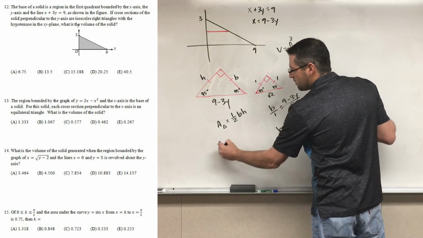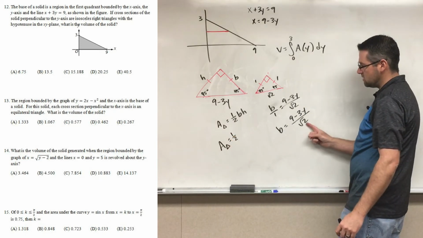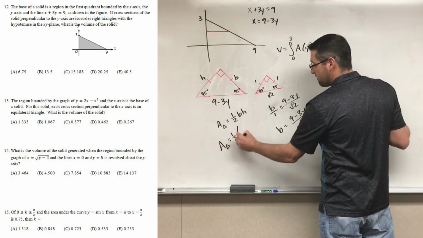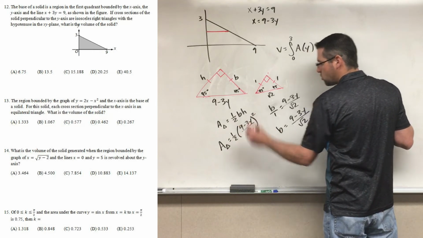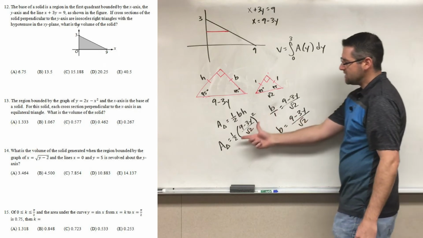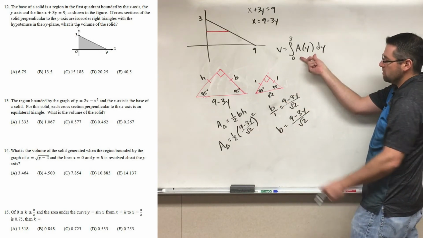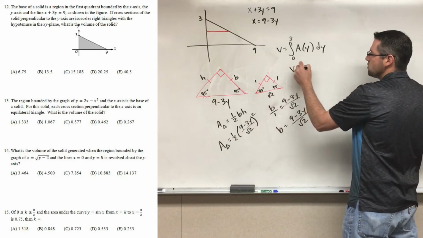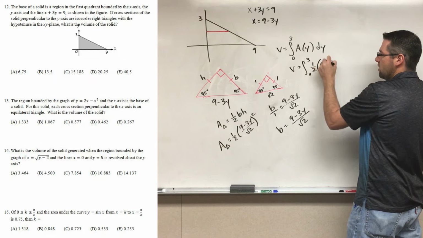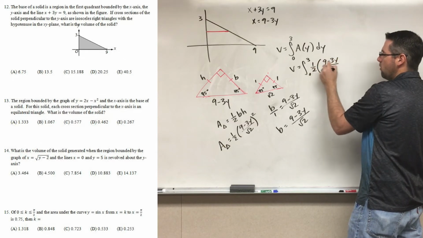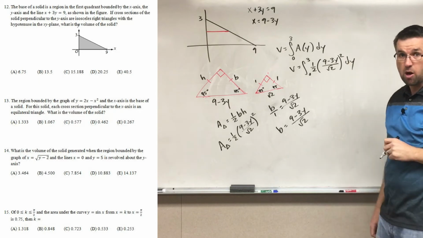And so we can say the area of the triangle is going to be 1/2 of this times itself, or 1/2 of (9 minus 3y over rad 2) squared. So that is the area of my triangle. I can now take that and plug it in up here because it's in terms of y. And so we end up with the integral from 0 to 3 of 1/2 of (9 minus 3y over rad 2) squared dy. That's a tough problem, okay?